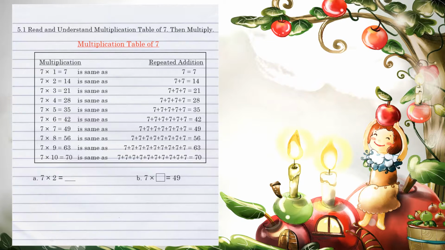Let's look at example A. I have 7 times 2. Two groups of 7 that I'm adding together gives me an answer of 14. Let's look at example B.